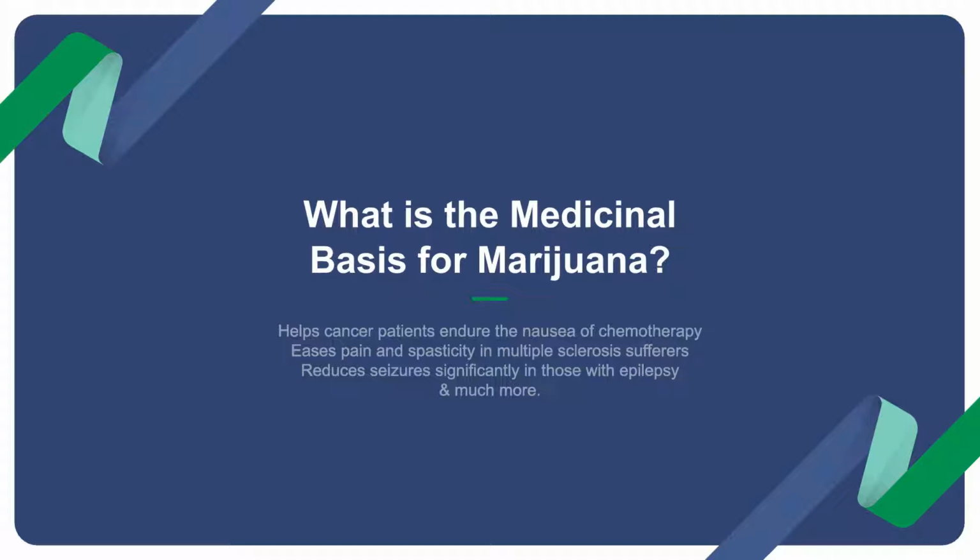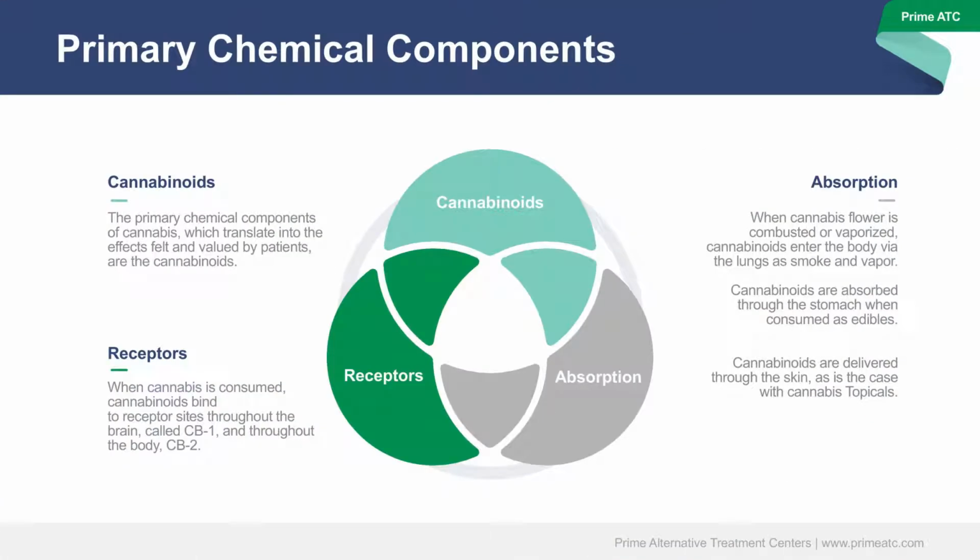What parts of cannabis actually provide these health benefits to patients? And what separates medical quality cannabis from that which should be avoided by the consumer? Let's examine more closely the primary chemical components in cannabis. The primary chemical components of cannabis, which translate into effects felt and valued by patients, are classified by the medical term cannabinoids. When cannabis is consumed, cannabinoids bind to receptor sites throughout the brain.